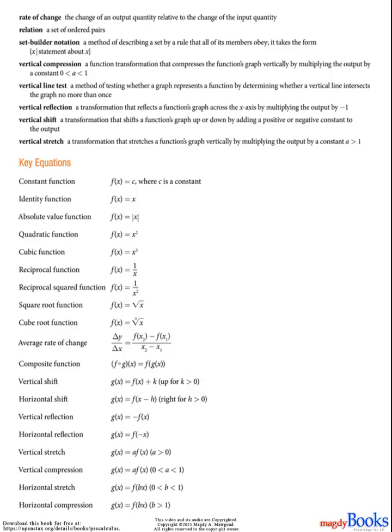Vertical shift: a transformation that shifts a function's graph up or down by adding a positive or negative constant to the output. Vertical stretch: a transformation that stretches a function's graph vertically by multiplying the output by a constant a is greater than 1.